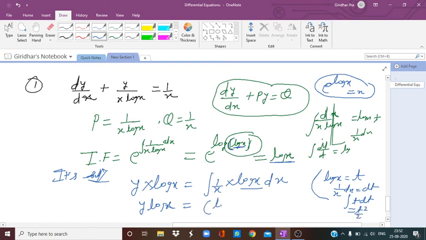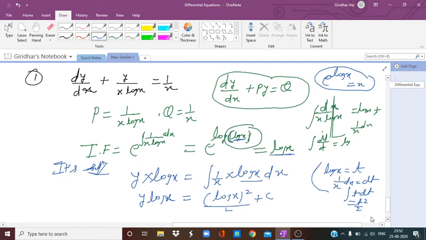So this is nothing but log x whole square by 2 plus c. ठीक है, this is 2. So this is the solution, y log x equals to log x whole square by 2 plus c of this differential equation. फटाफट गो थ्रू कीजिए.